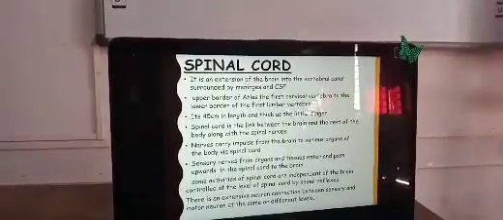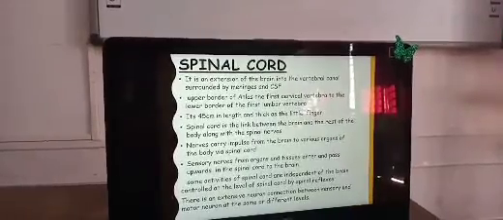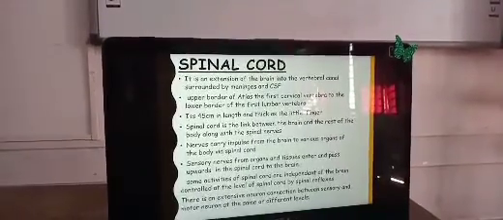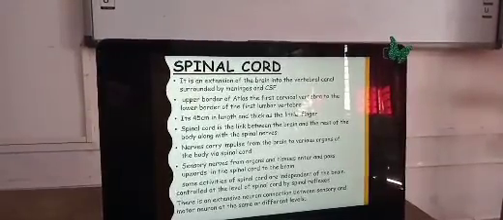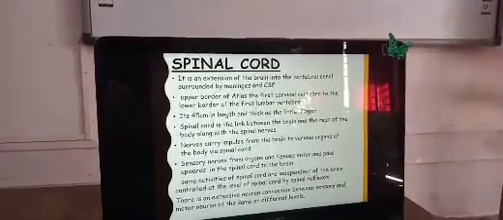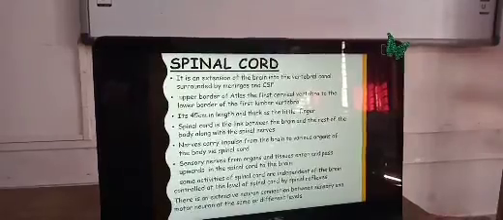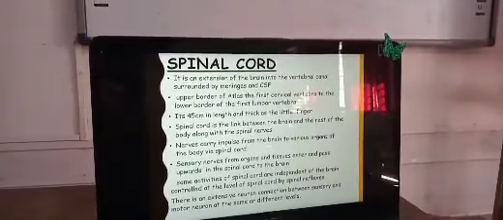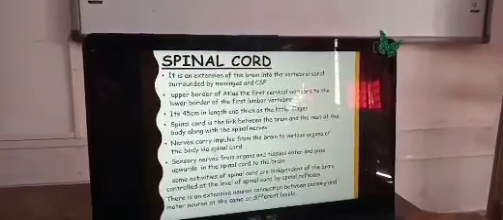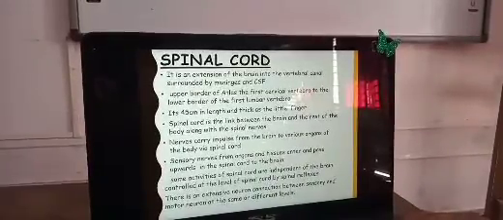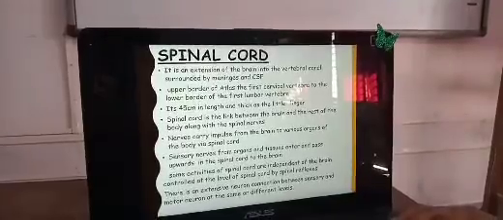Spinal cord is an extension of the brain into the vertebral canal surrounded by meninges and cerebrospinal fluid. Upper border of atlas. Now if you are going to learn about the full body osteology, there are 7 cervical vertebrae from C1 to C7, and there are 8 cervical nerves.